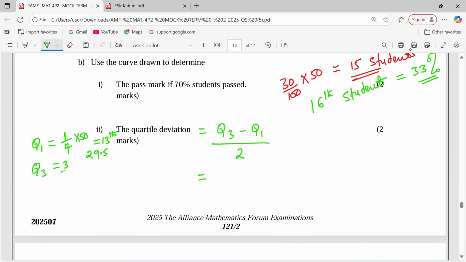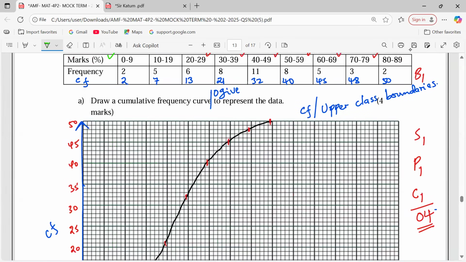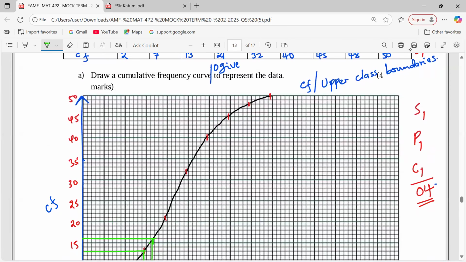Then when we talk about 3/4, Q3 means 3/4 of 50. So what is the Q3 according to this number of students? 3/4 of 50 students is 37.5, which is 38. So we need the mark scored by the 38th student. So we go to 38 and we check the mark that student scored.